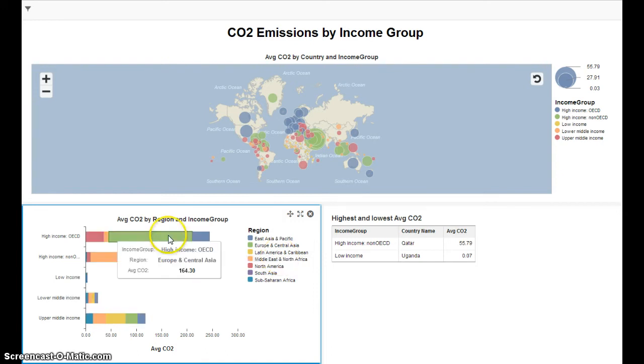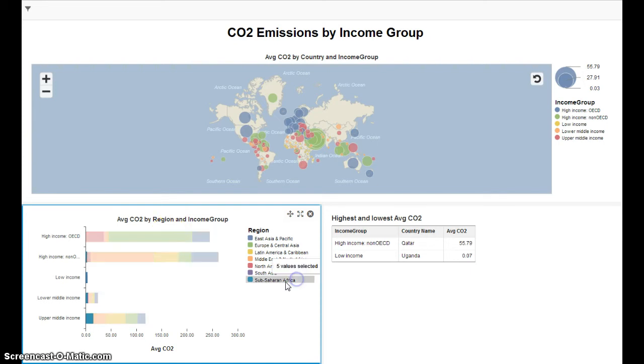Within the high-income OECD group, the green area is strikingly alarming as it takes up more than half of the CO2 emissions produced. The region of Europe and Central Asia produces an average of 164.30 metric tons.